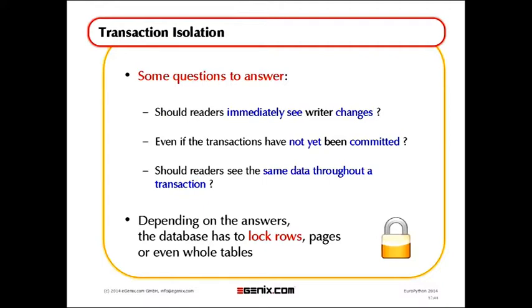Or should the reader just see everything as it was when it started the transaction, so it doesn't see anything that came into the database after it started its transaction? And the databases can handle all these different situations. They provide what's called transaction isolation levels, but they have to implement this using locks.